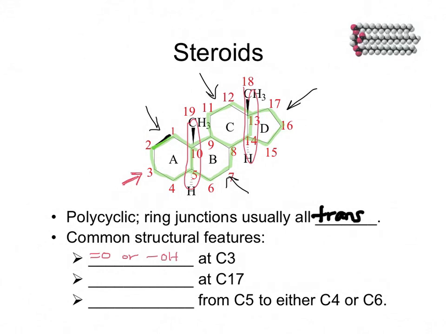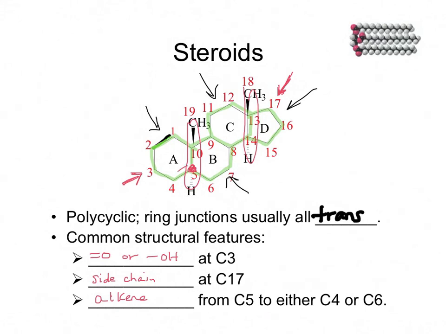But when we look at some examples, take a look at carbon 3, you'll notice a ketone or an alcohol. At carbon 17, which is right up here near the top, we're going to see side chains. They'll vary depending on what kind of steroid it is, but we will see some kind of side chain. And then, also very common, going from carbon number 5, let's put a big red dot on carbon number 5, to either 4 or 6 is typically a double bond. So we'll just put alkene here.